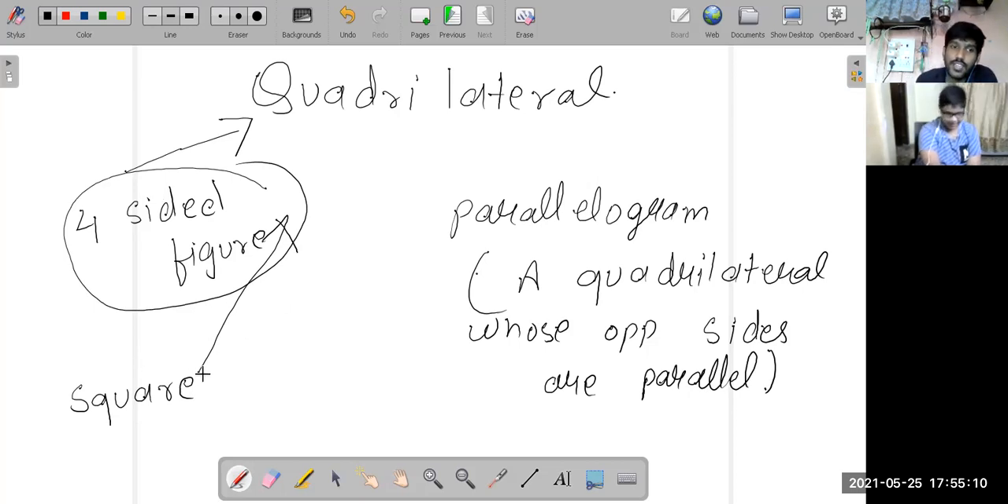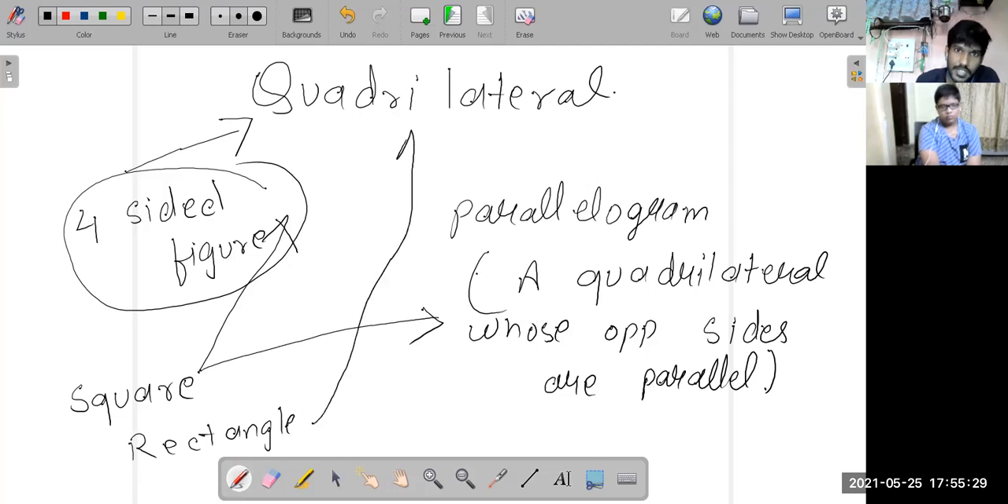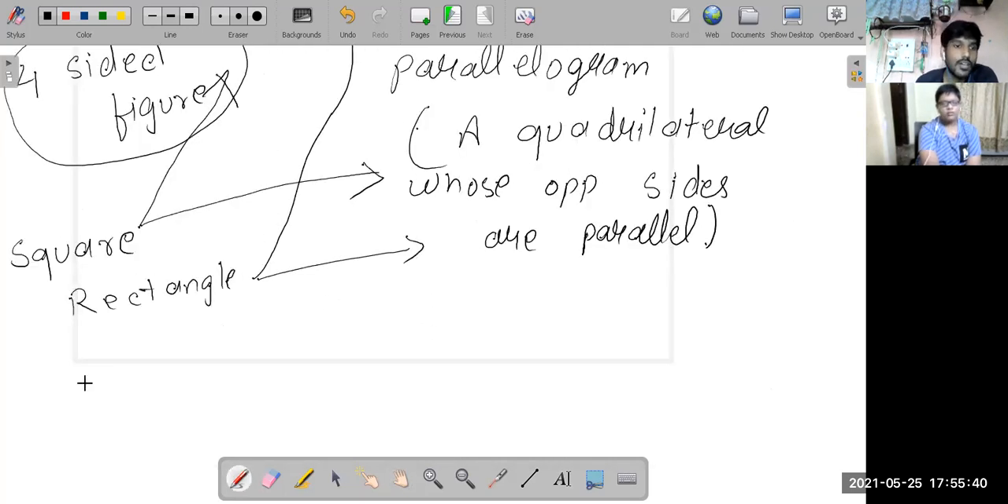Okay. Yes. Is square a parallelogram? Yes, sir. Opposite sides of the square are parallel to each other. So it is a parallelogram. Okay. What about a rectangle? Is a rectangle a quadrilateral? Yes, sir. Is a rectangle a parallelogram? Yes, sir. Yes, correct. One more figure, rhombus.